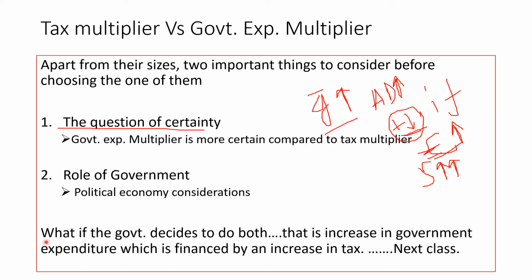So this is the comparison we have done. Now next, what we will do is, what if the government decides to do both? Maybe we have not answered the question. When we talked about an increase in expenditure, where is the money coming from?